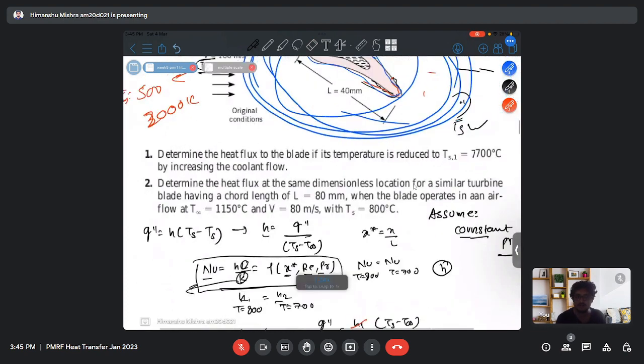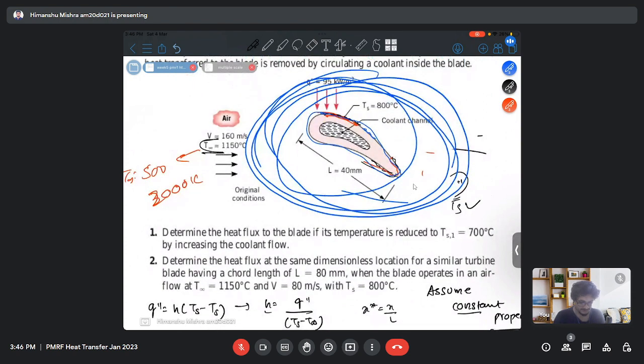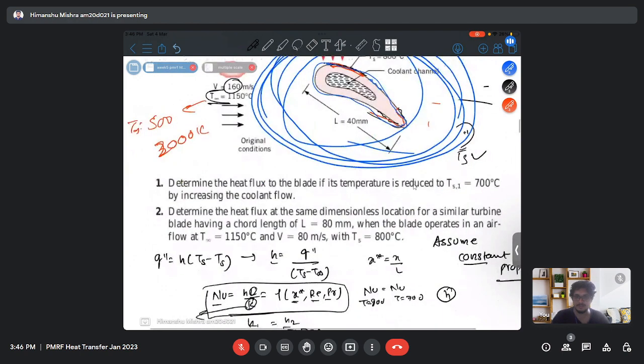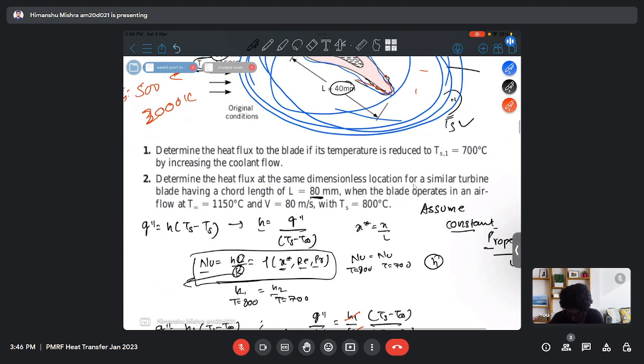So in the next part, it says: determine the heat flux at the same dimensionless location for a similar turbine blade having a chord length of L equal to 80 mm when the blade operates in an air flow. So we have the same in-stream temperature and the velocity is 80. So the velocity is reduced by half. Earlier it was 160, now it is 80 meters per second, and the length becomes 80 mm. Earlier it was 40 mm.